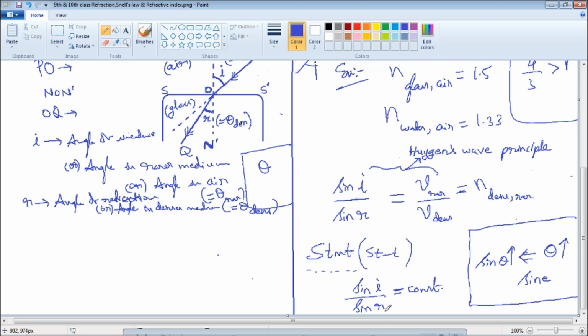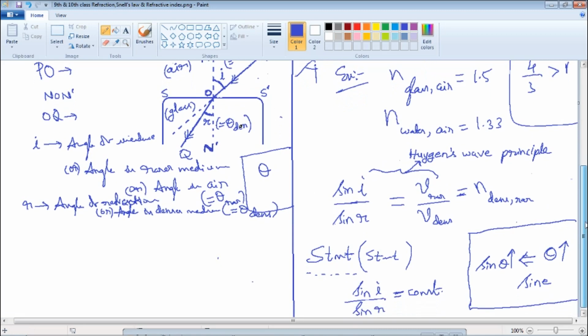He experimentally proved that sin i by sin r is constant, and this constant itself he called the refractive index of the denser medium with respect to the rarer medium. So what is the importance of the experiment? Now the importance of this experiment and the actual meaning of this equation can be understood from this diagram.